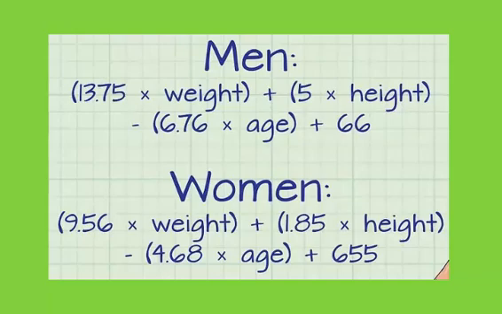To get an accurate picture of the amount of calories you burn per day, start by calculating a value for your BMR. Use the following equations to find your BMR by hand. Men: 13.75 times weight, plus 5 times height, minus 6.76 times age, plus 66. Women: 9.56 times weight, plus 1.85 times height, minus 4.68 times age, plus 655.